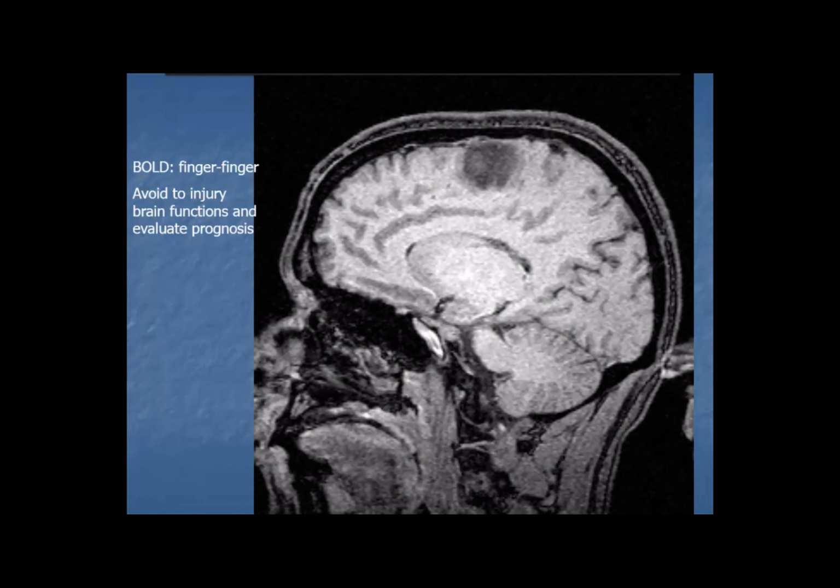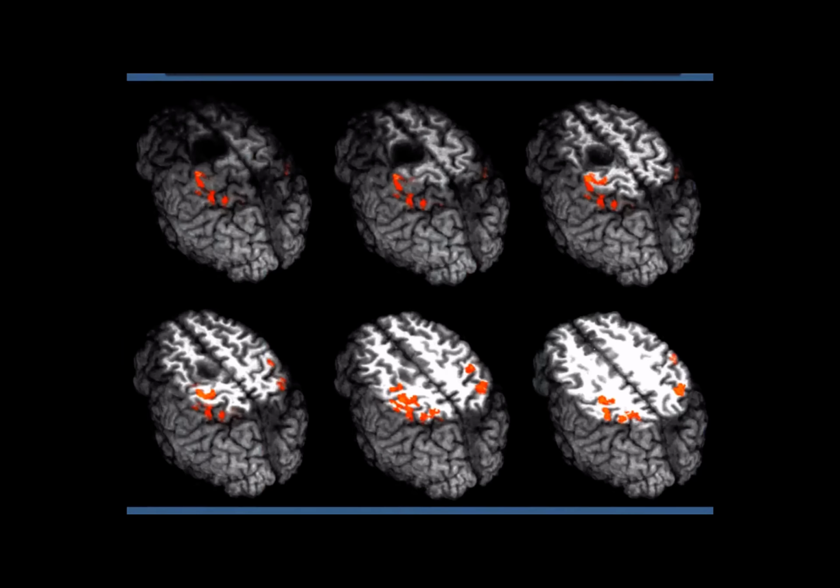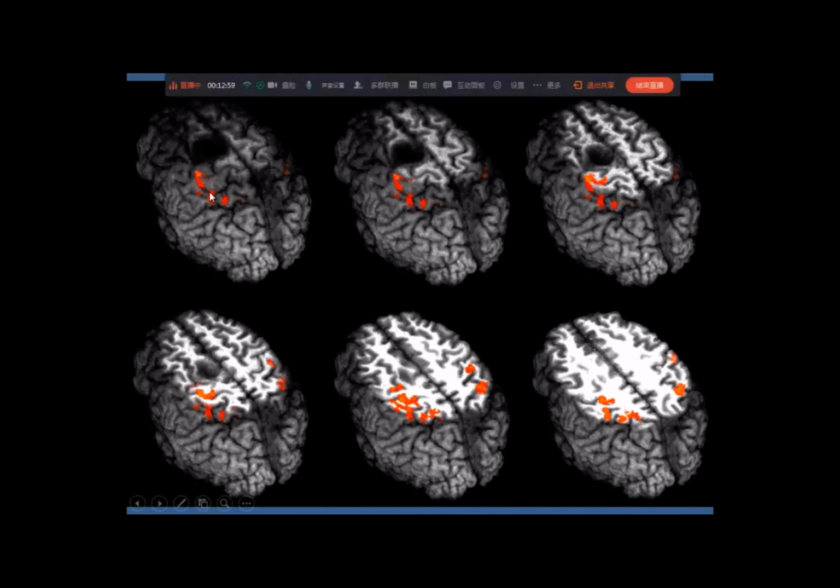Before the surgery of the brain, we should avoid injuring brain function and evaluate the prognosis. So we can perform the blood oxygen level dependent image, such as with finger movement. After the finger movement, we scan the brain tissue. We can find this area is activated. This is the red area activated.